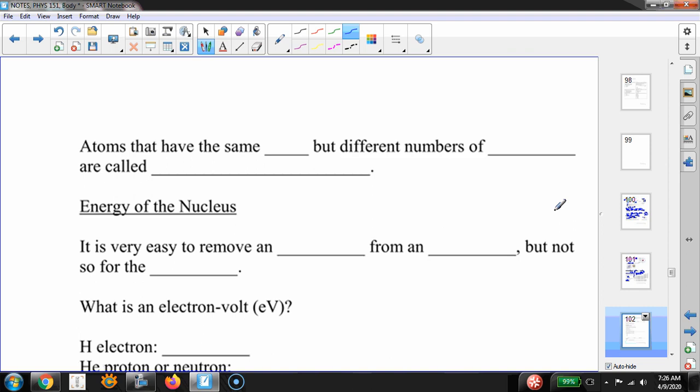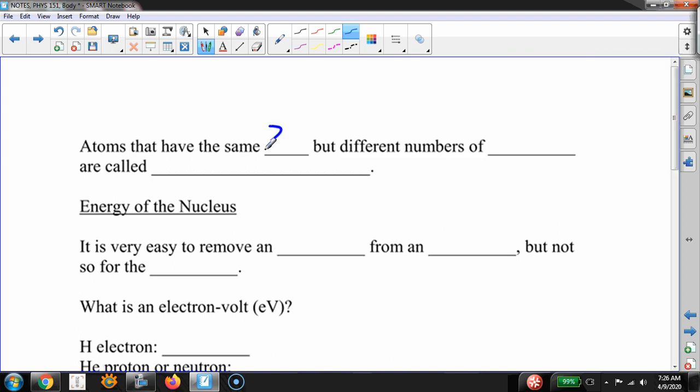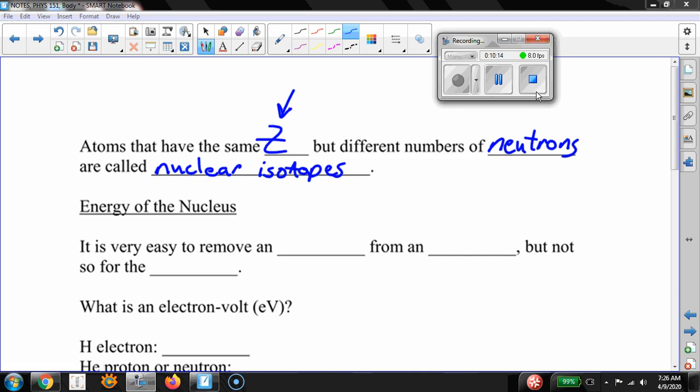Atoms that have the same Z, the same number of protons, the same atomic number, but different numbers of neutrons, are called nuclear isotopes. They're variations of the nucleus of a particular atom. They're still the same atom because they have the same number of protons, but if they have a different number of neutrons, then it's called a nuclear isotope, and we'll explore some different isotopes later.